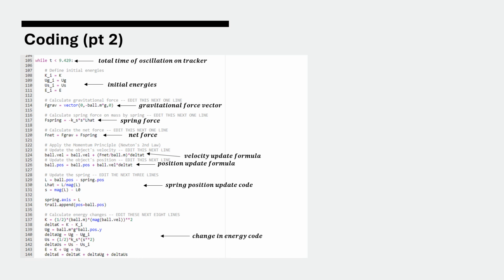Then we have the velocity update formula, which is final velocity equals initial velocity plus F net over the mass of the ball times delta t. We have the position update formula, which is position of the ball equals initial position of the ball plus velocity times delta t. And then we have the spring update code, which is going to be updating the location of the spring as time goes on. And then the change in energy code is going to be updating the change in energy as time goes on.